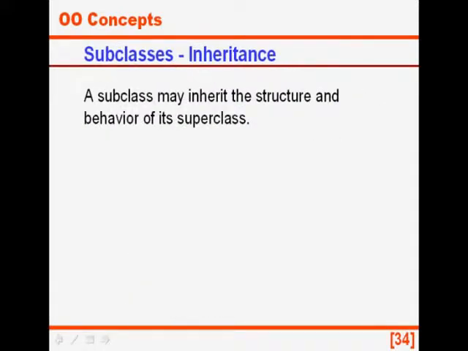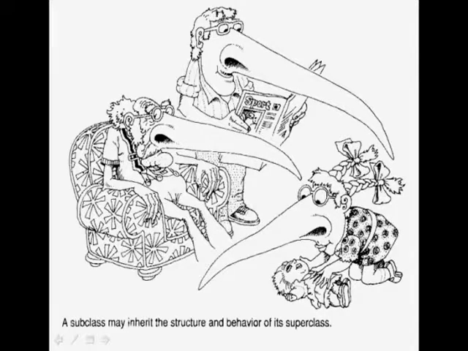A class may inherit the structure and behavior of its superclass. This is the official definition of Grady Booch in his book. So here we have a grandfather and a son who all inherit the obvious property of having a very long nose.